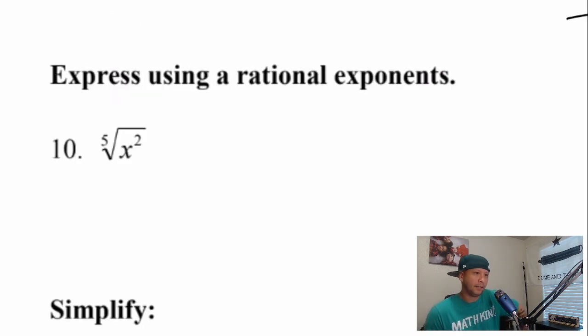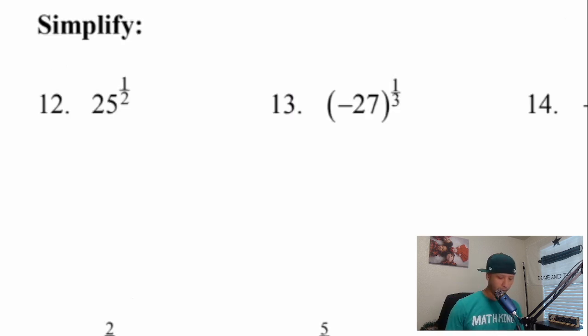All right, number 10. Express using a rational exponent. So this is the fifth root of x squared. So the root is 5 and the power is 2. So roots grow underground. I know I said that a bunch. So 2 over 5. Number 12. 25 to the 1/2 power. 1/2 power is basically square root. So the square root of 25 is just 5.